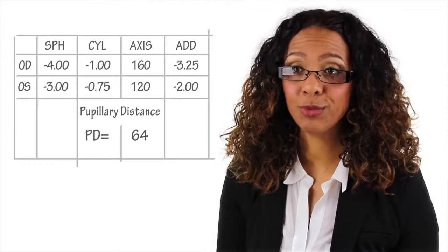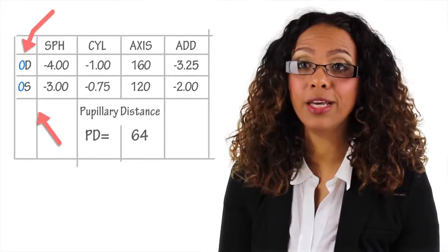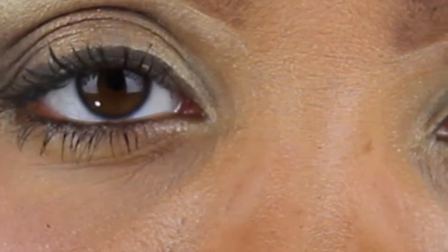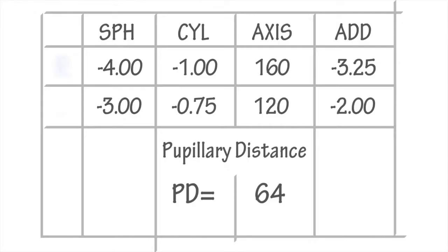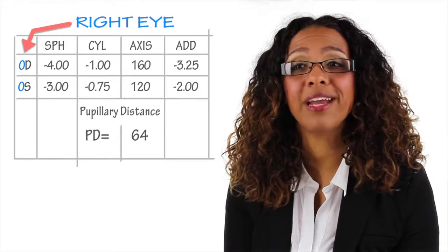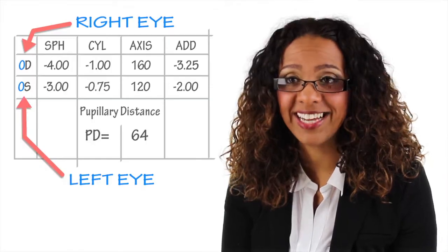So the most common terms you'll encounter are OD and OS. OD stands for right eye and OS stands for left eye. But sometimes prescriptions will just have an R and an L, which we all find easier to understand. So remember, OD means right eye and OS means left eye.